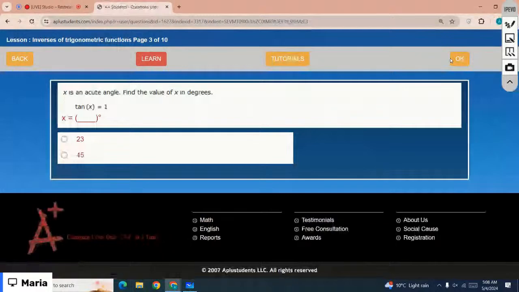X is an acute angle. Find the value of x in degrees. Tan x equals 1. Tan x equals 1 at 45 degrees. So the correct option is 45 degrees. It is right.